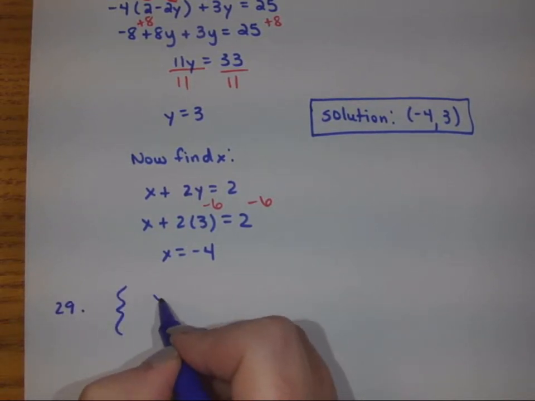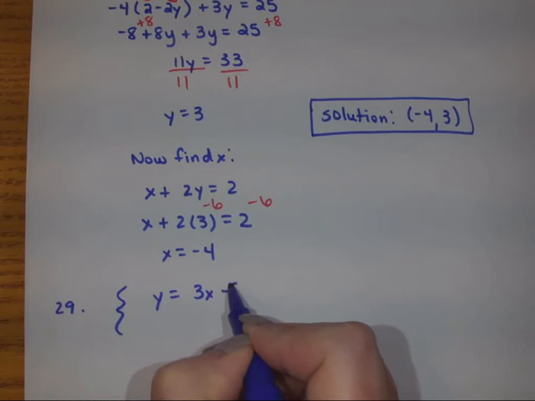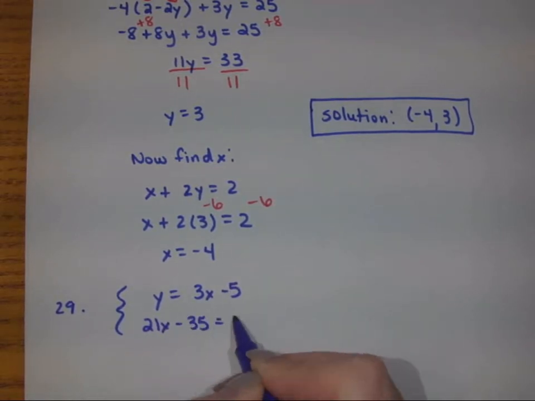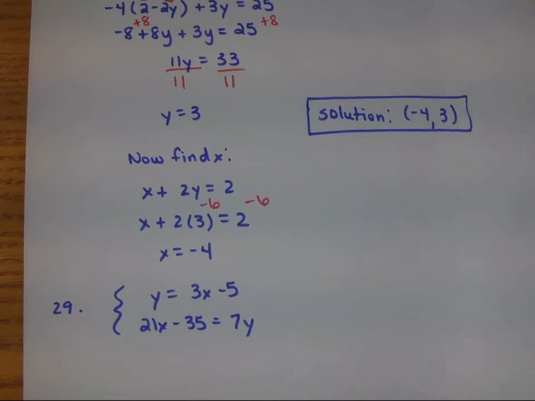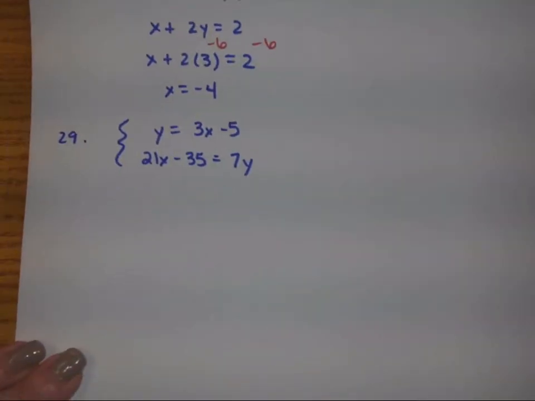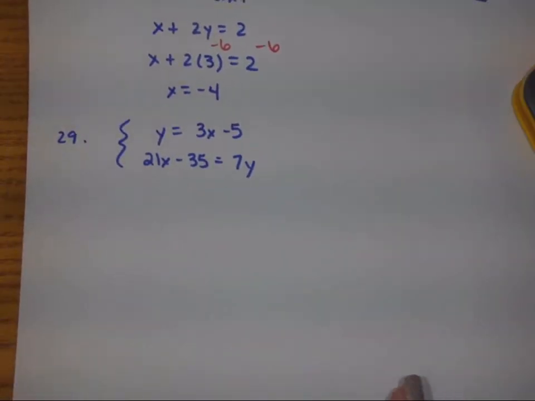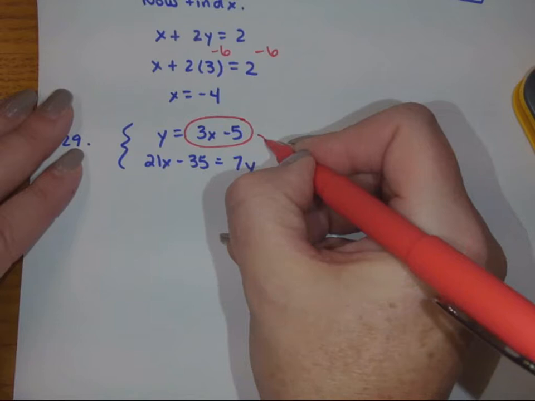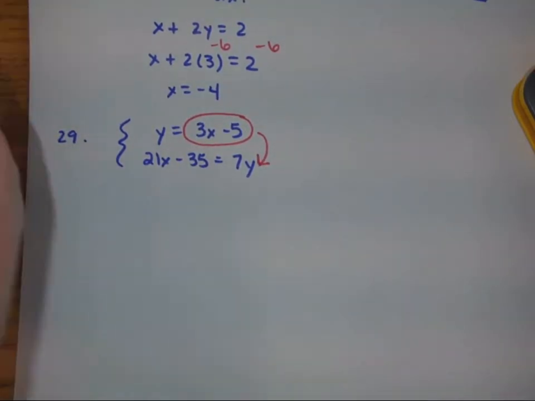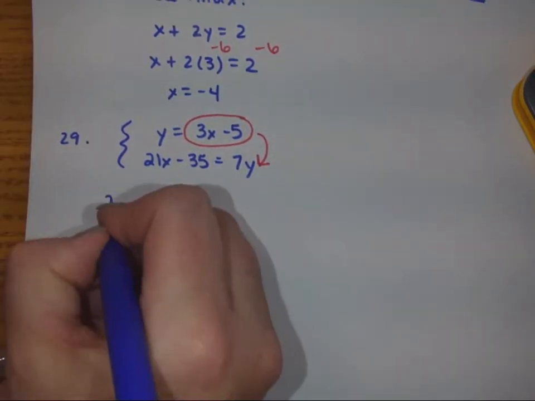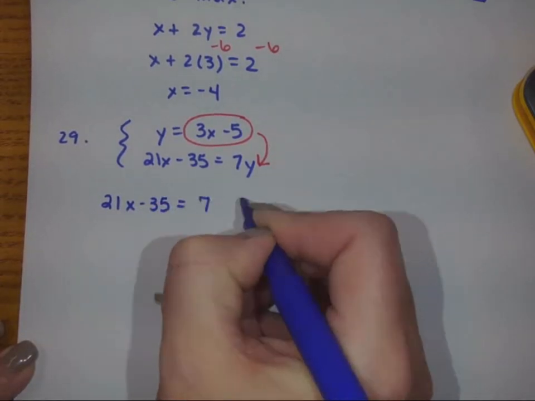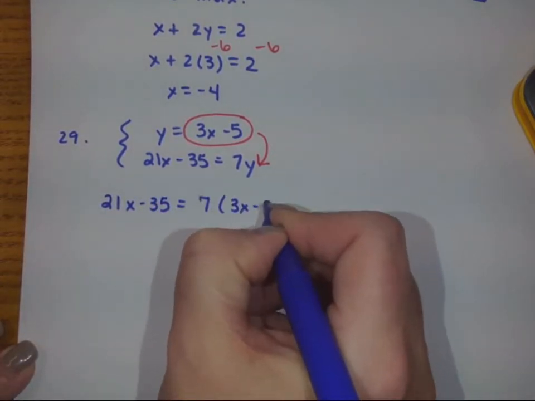All right, so we have y equals 3x minus 5, and we have 21x minus 35 equals 7y. Notice this is like made for substitution, right? Like we already have y equals something. So we don't even have to do any work to really get to that point. So we're going to take this and substitute it in for y. So this is going to look like 21x minus 35 on the left. But in place of y on the right, I'm going to put in 3x minus 5.